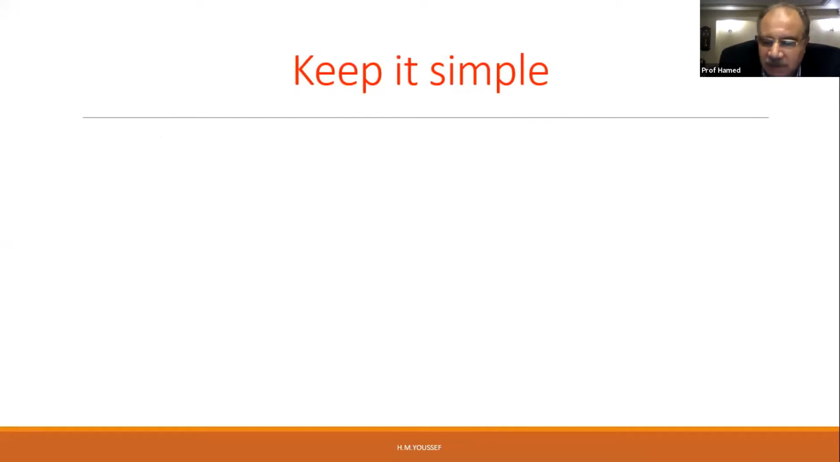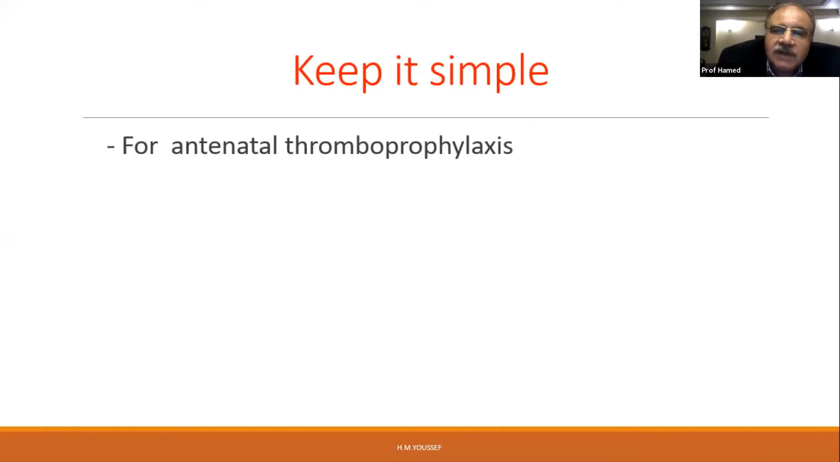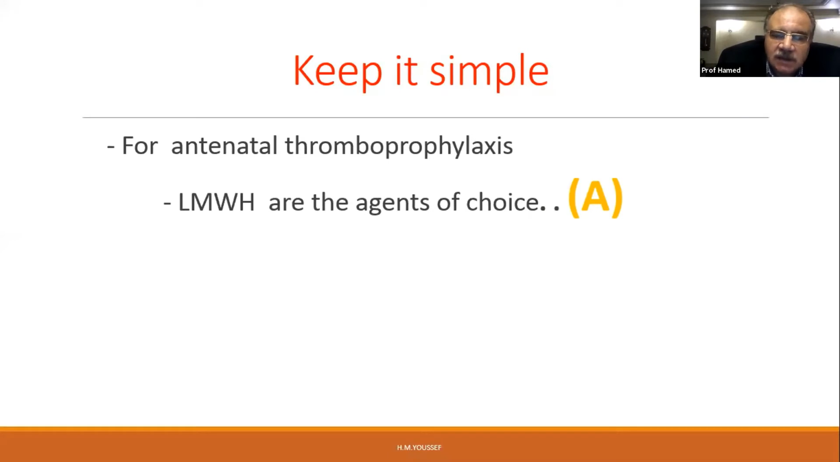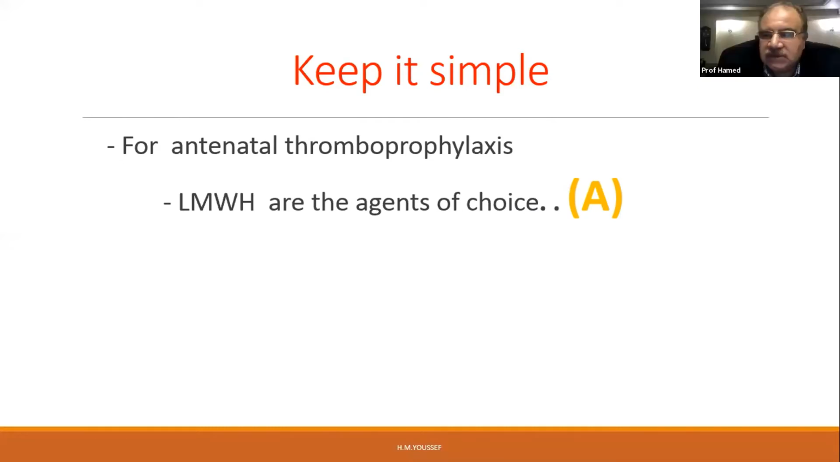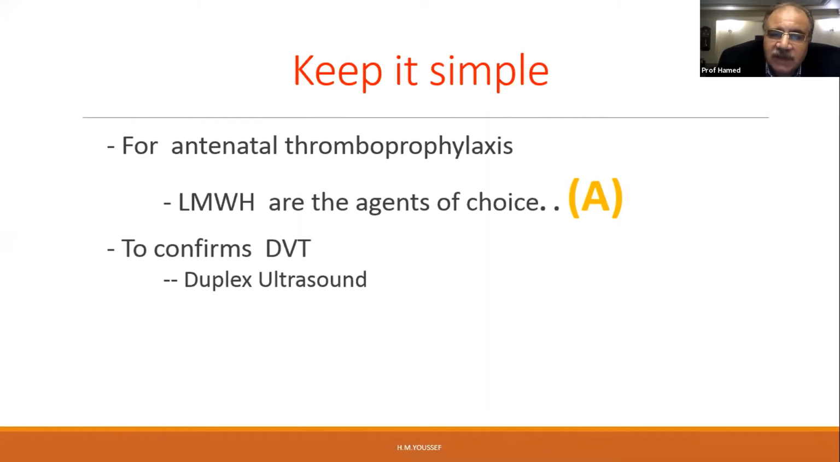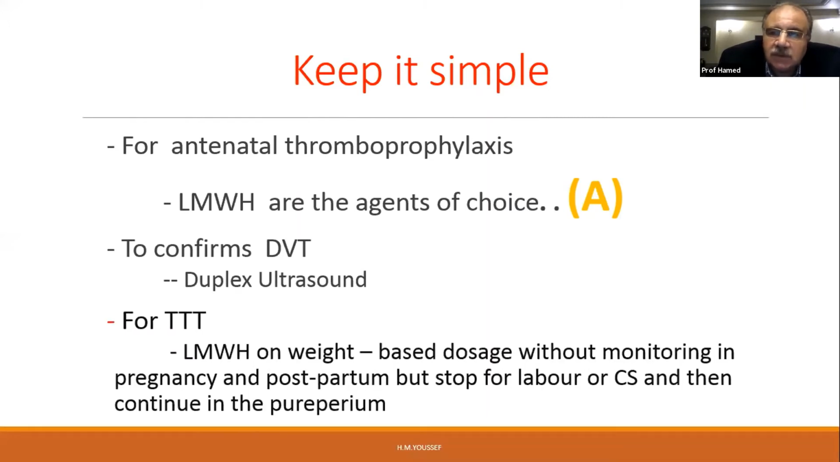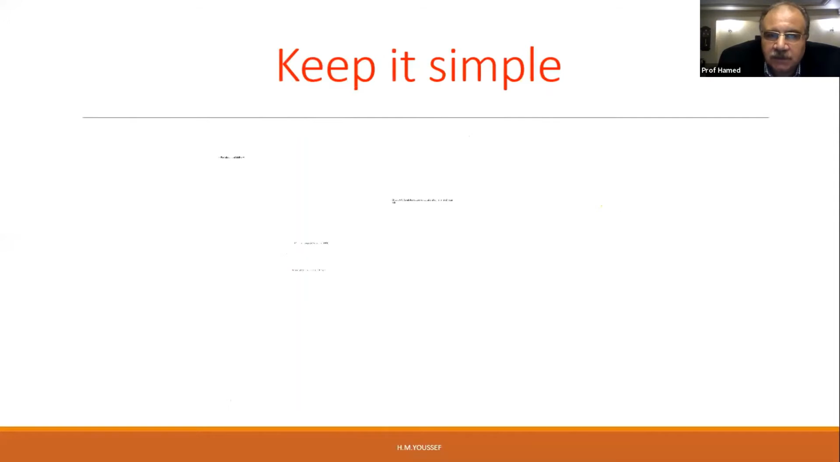In order to keep it simple, for antenatal thromboprophylaxis, I'd like all the participants to concentrate, because this is the sum of the 3 lectures. For antenatal thromboprophylaxis, low molecular heparin is the agent of choice. This is grade A. To confirm DVT, you can do duplex ultrasound or color Doppler or MRI. For treatment, low molecular heparin on weight-based dosage without monitoring during pregnancy and postpartum, but you have to stop for labor and cesarean and then continue in the puerperium.